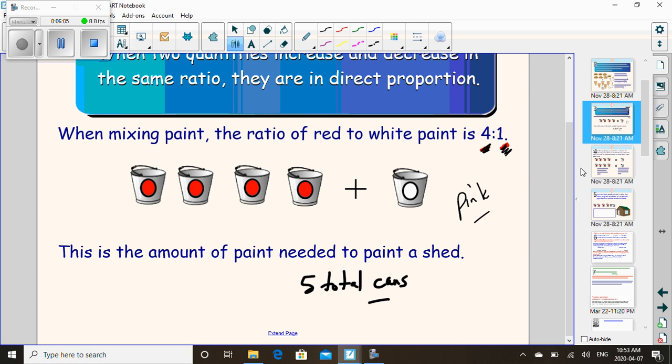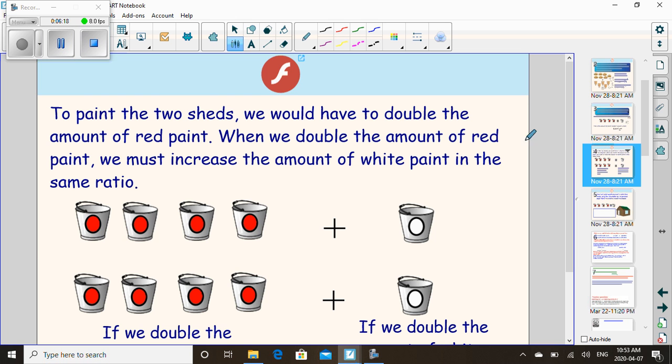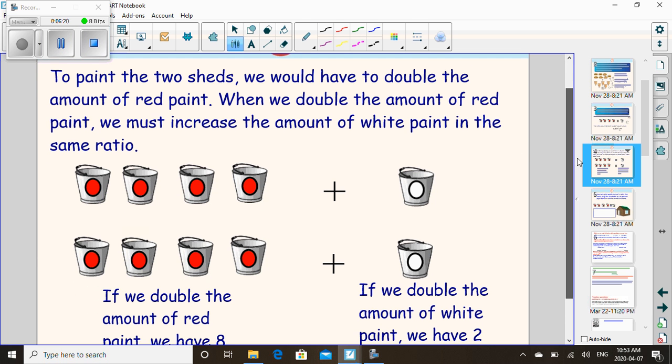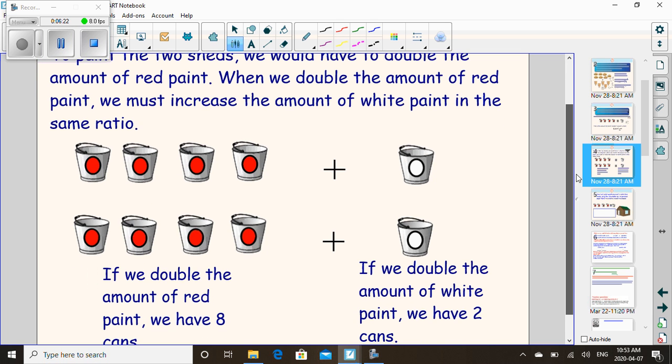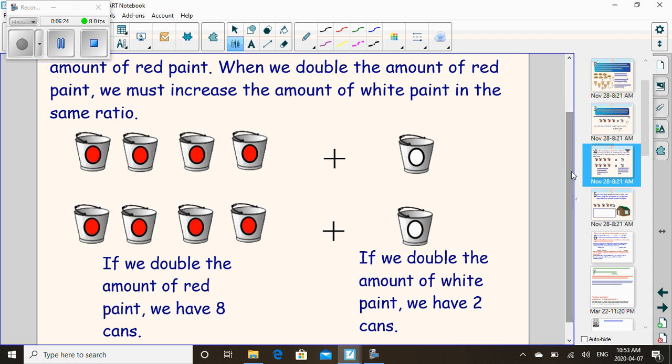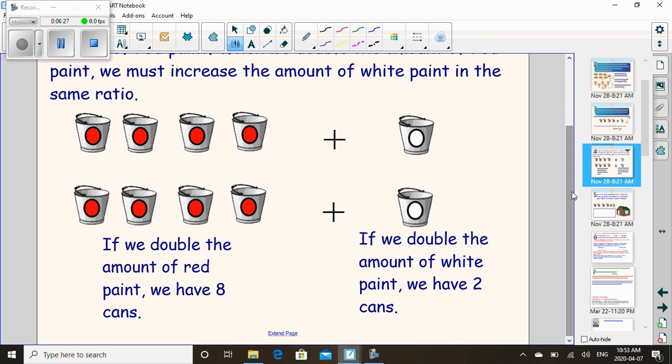Now let's say on the next slide we want to paint 2 sheds. What do you think? How many cans of red, how many cans of white if I'm painting 2 sheds? All right, let's look. Well, if we have to paint 2, we have to double everything, right? We have to double the amount of red, double the amount of white. They both have to double.